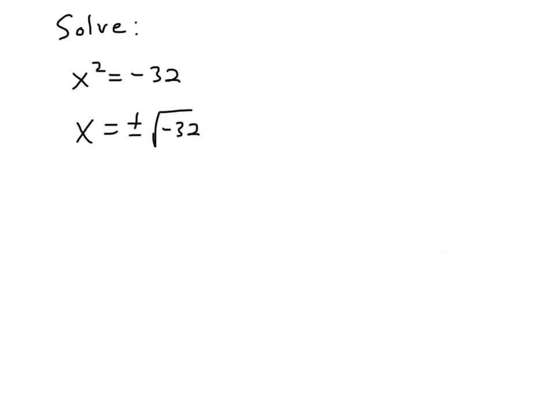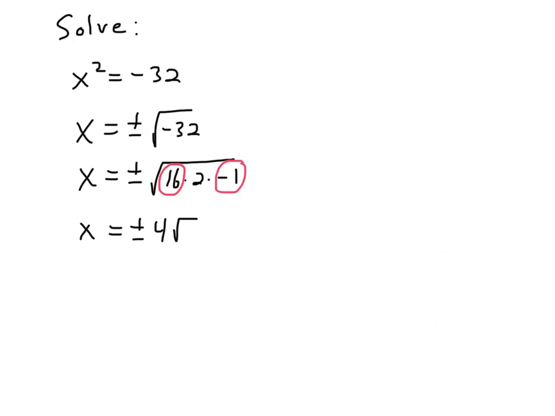We'll still try to simplify it. Square root of 32 breaks down into, it would be a 16 times a 2 times a negative 1, where the square root of 16 would be 4, and the square root of negative 1 would be i. So the solution would be plus or minus 4 root 2 times i. And notice you're getting imaginary solutions now.